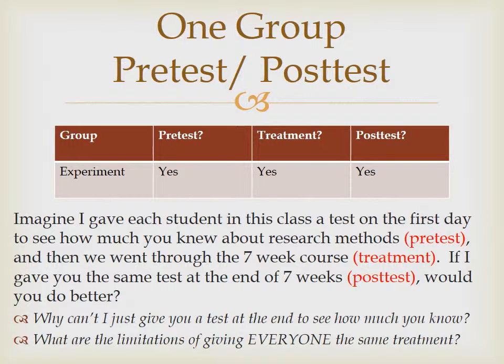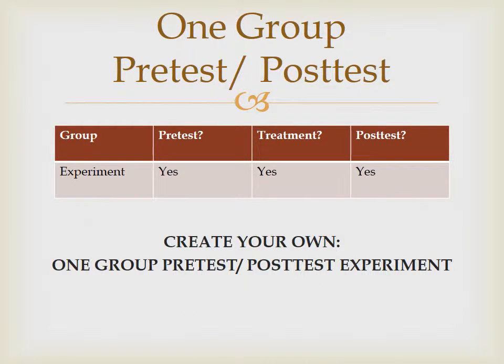And what are the limitations of giving everyone the same treatment? So there's no control group here. And the limitations associated with that are that I don't know if possibly over the course of 7 weeks, maybe everyone would improve their knowledge of research methods, and it really has nothing to do with going through the course itself. So it would have been really nice to have a control group that we can compare to, and then look at the post-test and say, look how great the experimental group did compared to the control group. And again, you might take this time to pause and create your own example.